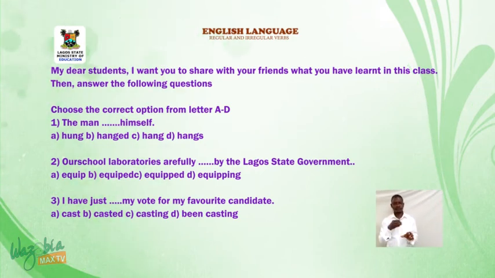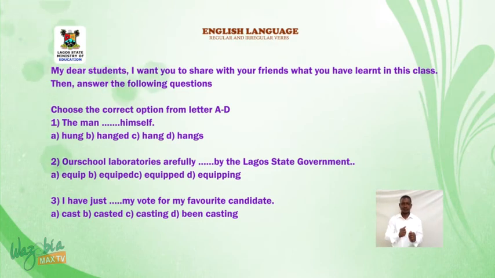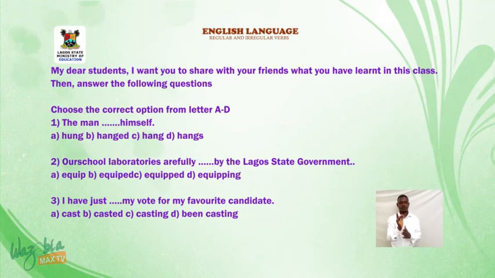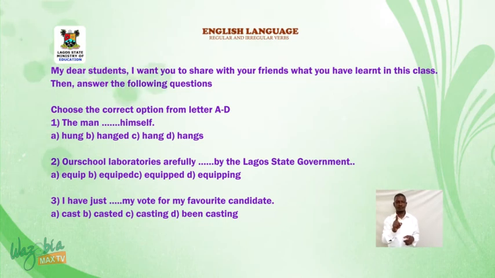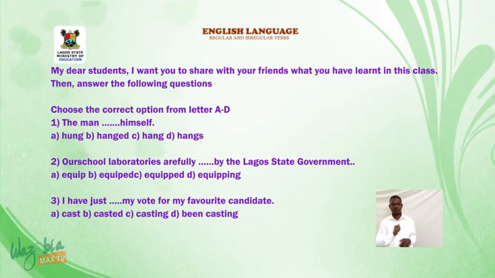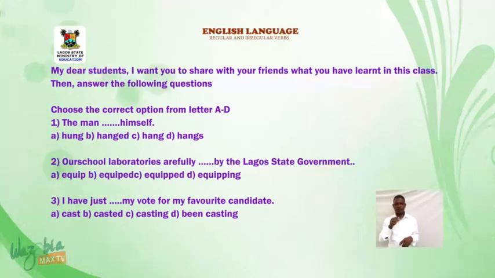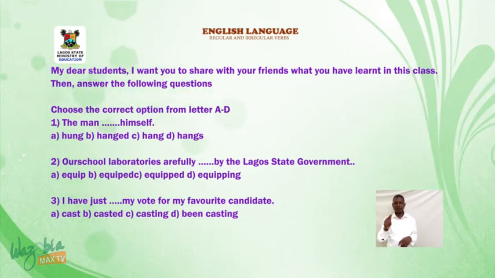Then, answer the following questions. Choose the correct option from letter A to D. 1. The man dashed himself. A. Hung. B. Hanged. C. Hung. D. Hangs.